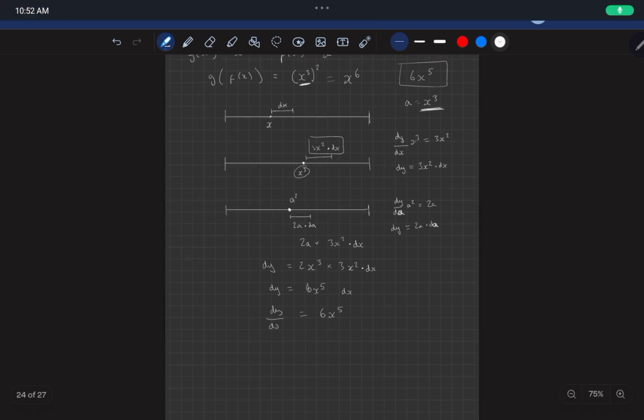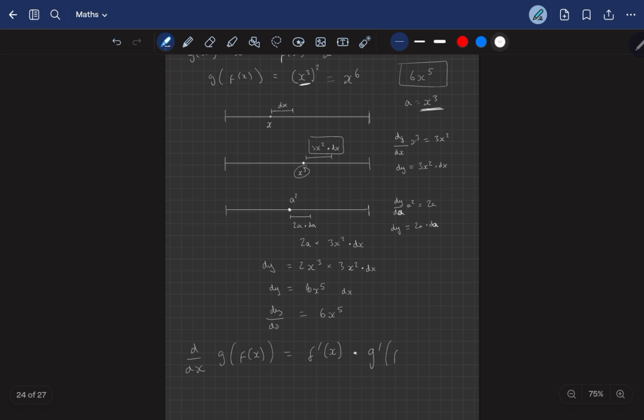The general notation for this is d by dx of g of f of x is f prime of x times g prime of f of x.